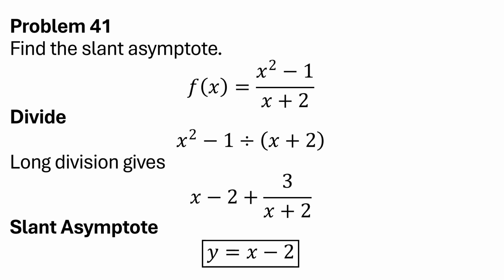When the numerator degree is exactly 1 larger than the denominator degree, a slant asymptote exists. Long division gives x minus 2 plus a remainder term. Therefore, the slant asymptote is y equals x minus 2.